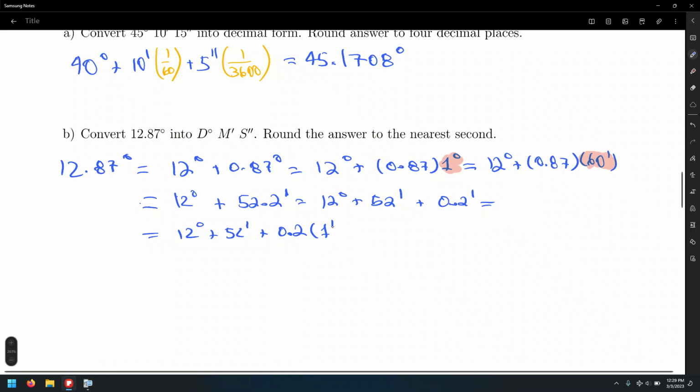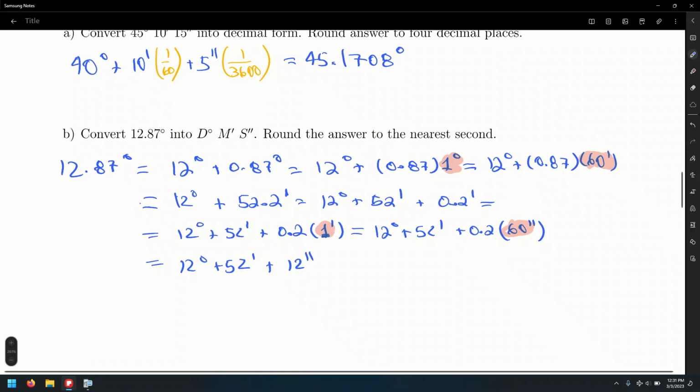1 minute. I'm just going to change the notation in the same way I did it here. So now we're going to convert this minute: 12 degrees plus 52 minutes plus 0.2 times 1 minute, and 1 minute equals 60 seconds. And then 12 degrees plus 52 minutes and 0.2 times 60 rather, that's going to give us 12 seconds.